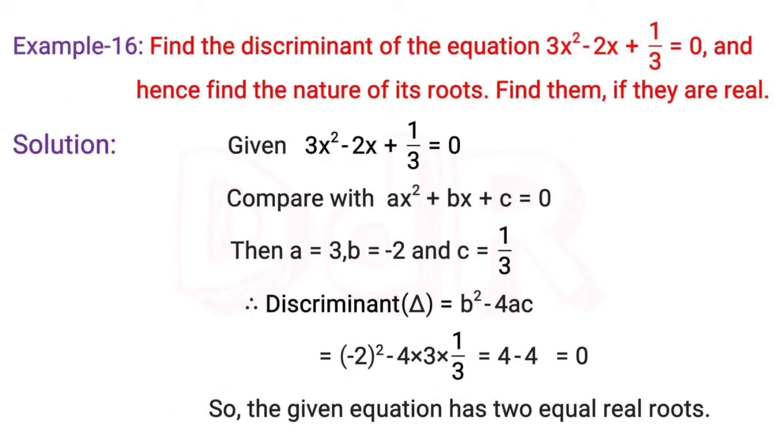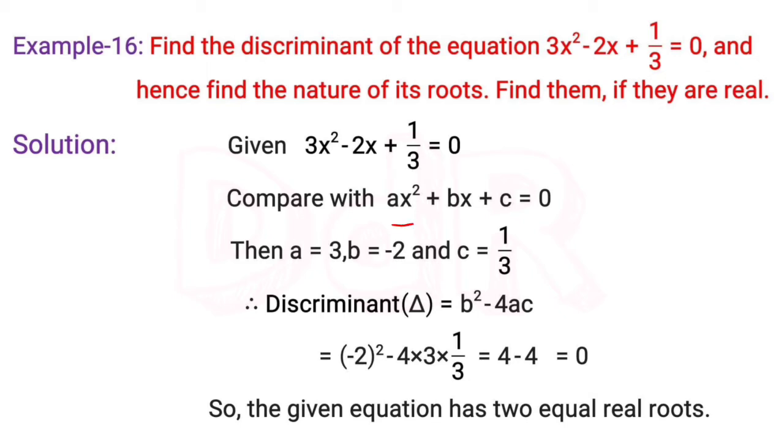Coming to another example problem, example 16. Find the discriminant of the equation 3x² - 2x + 1/3 = 0, and hence find the nature of its roots. Find them if they are real. First we have to find the discriminant value for the given quadratic equation, then the nature of its roots. Next, if the roots are real, then you have to find the roots of the given quadratic equation. The given quadratic equation is 3x² - 2x + 1/3 = 0.